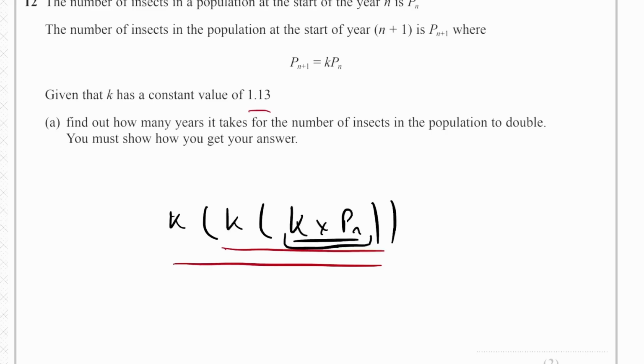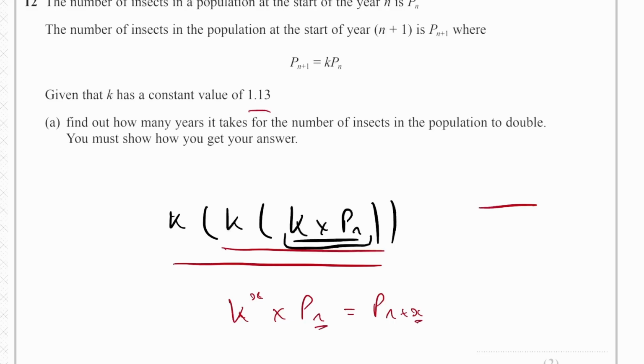Basically, the formula that you need is k to the n multiplied by pn, which is going to give you the population of n plus 1. Essentially, this needs to double. So this is the population in some year x, we'll call it. And actually, this should be not n, but x, just to make it a bit easier to understand. So x is the number of years that we progressed, and n is the initial year, the start year.